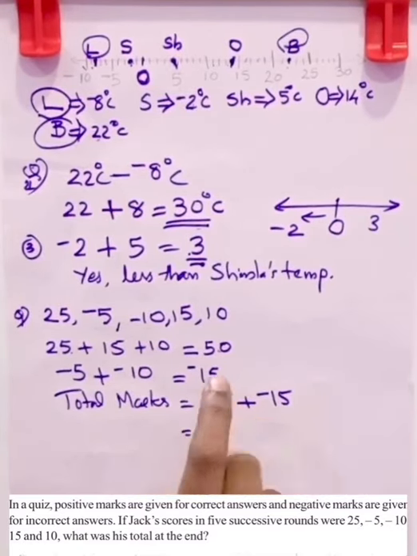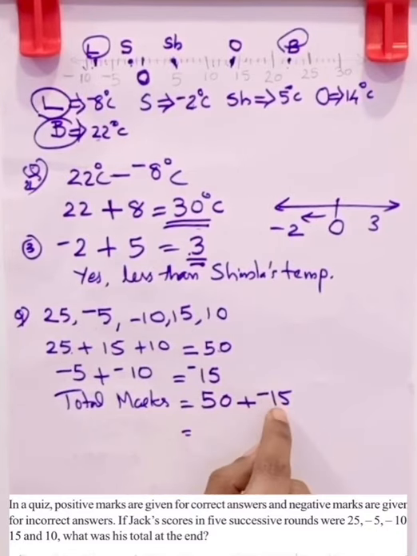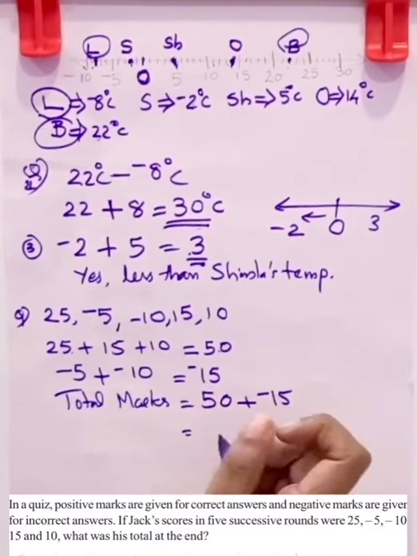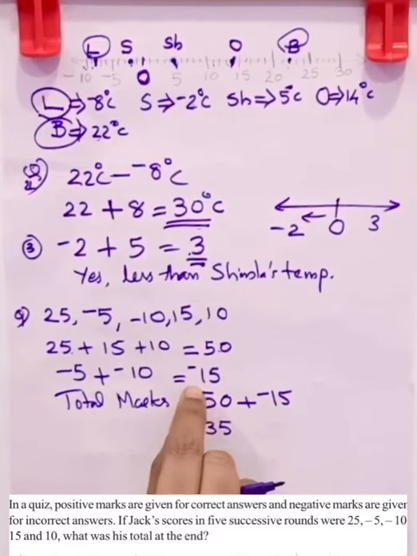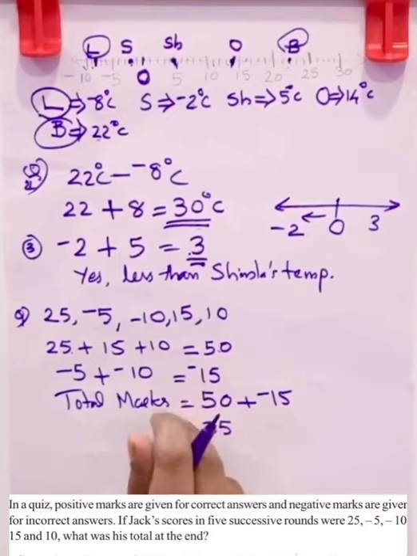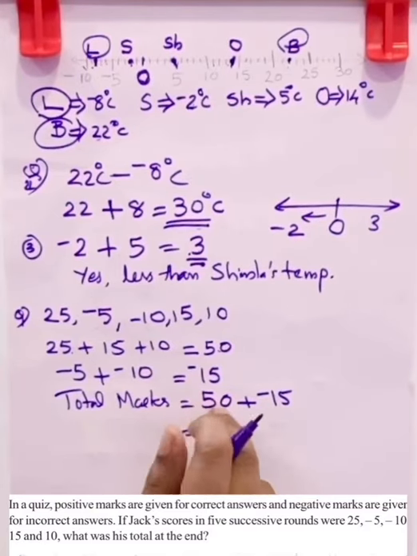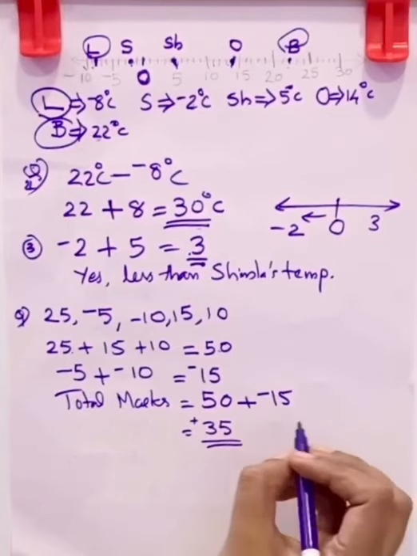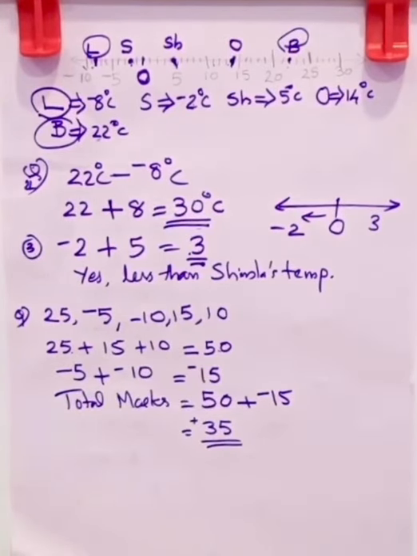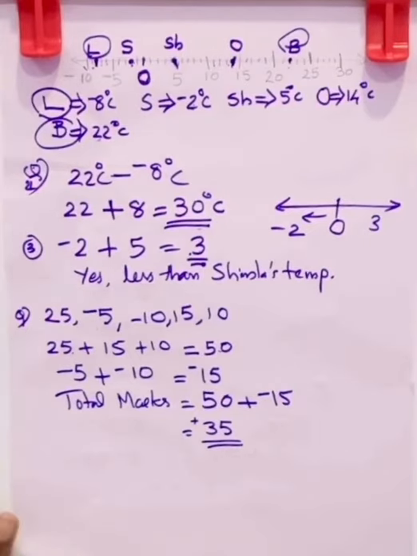And when one is positive and the other is negative, you must subtract the smaller number from the greater number. Then you will get 35 and the positive number sign. Here 50 is the greater number and the sign is positive. So his total marks is 35. 35 marks he scored.